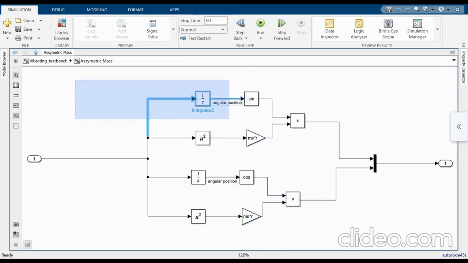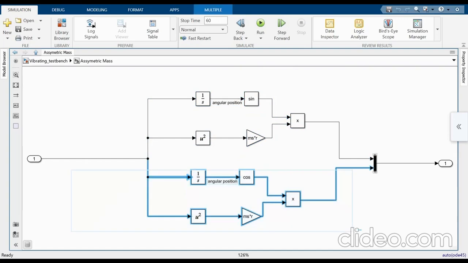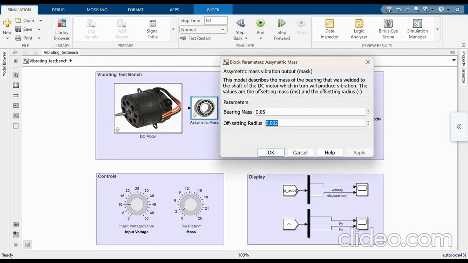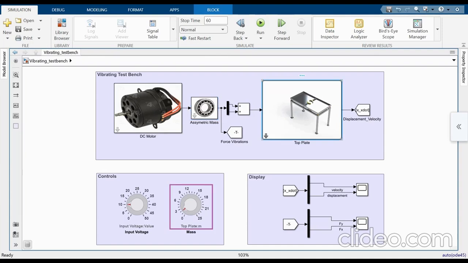Next, the asymmetrical mass. The asymmetrical mass is to cause imbalance in the shaft of the DC motor, which in turn will cause the vibration that causes the bench to vibrate. From putting an asymmetrical mass on the shaft of the motor, we were able to use the angular position of the shaft to model the way the system will behave when the rotation begins.